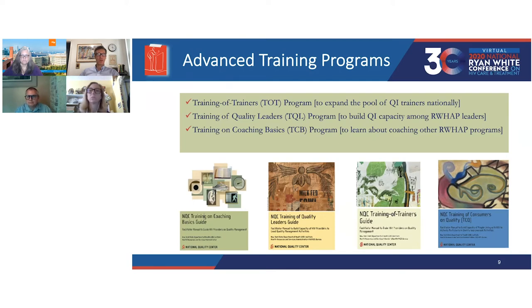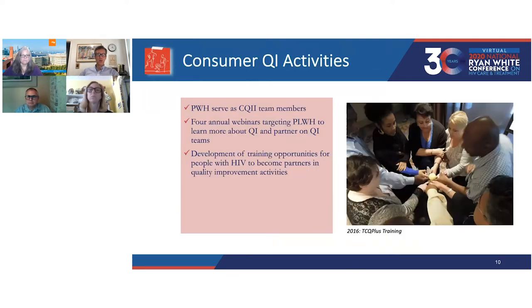And so they can learn the skill sets to really guide others on their quality improvement journey. We also offer opportunities for people with HIV. We believe very strongly that there are key partners in improving advanced HIV care. In order to build their capacity around quality improvement, we will offer and have offered lots of trainings. We will have at least 4 annual webinars. We'll also hopefully have training opportunities coming up as well.